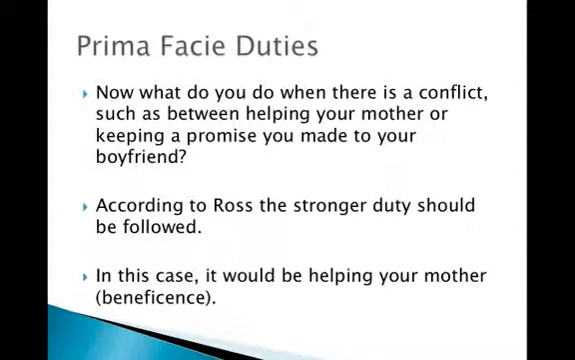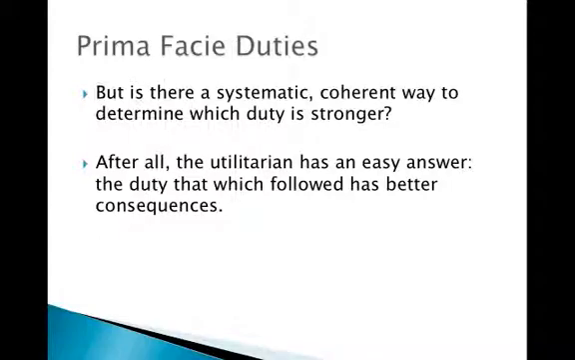Okay, going back to this conflict then. What do you do when there's a conflict, such as helping your mother or keeping a promise you made to your boyfriend or girlfriend? According to Ross, the stronger duty should always be followed. So in this case, we'd say that the stronger duty is the duty to help your mother, beneficence. Okay? But does Ross offer a systematic, coherent way to determine which duty is stronger?